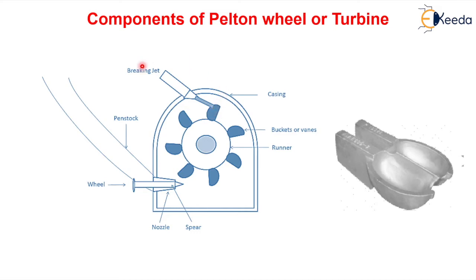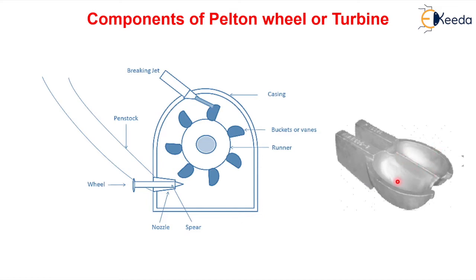So friends, these are the components of Pelton wheel or turbine. This one is the shape of the bucket, or you can say vane. This one is the splitter. What is the function of this splitter? It will split the quantity of water in two equal halves.